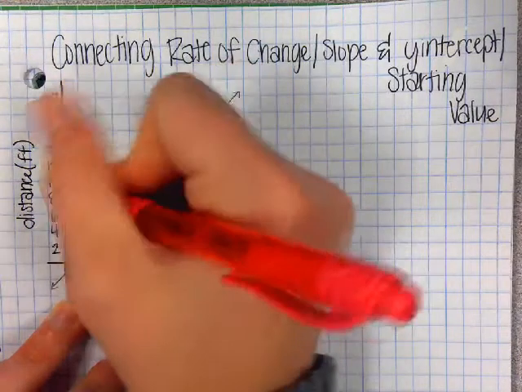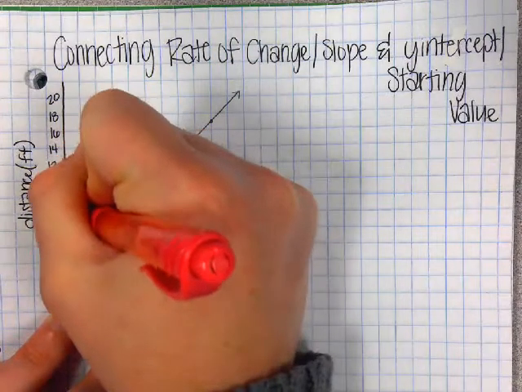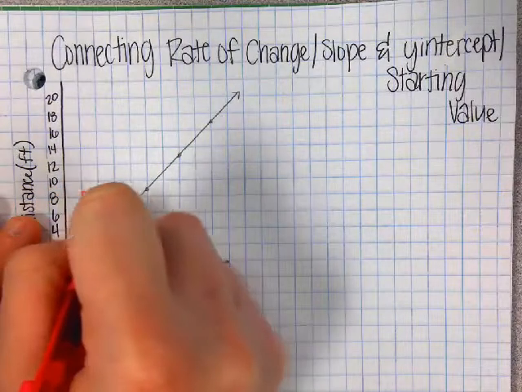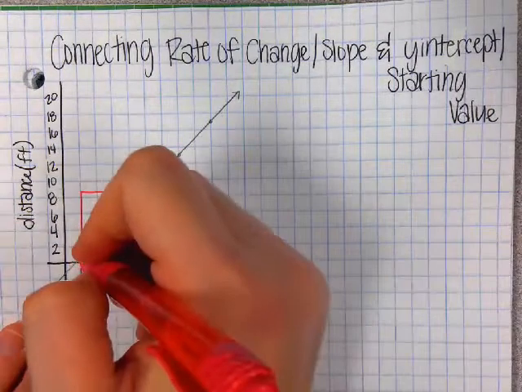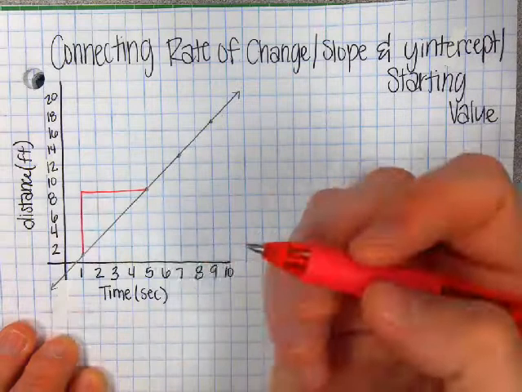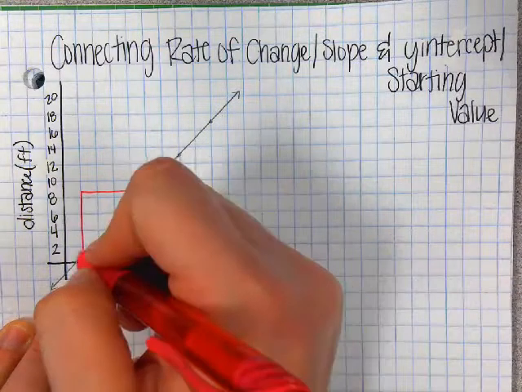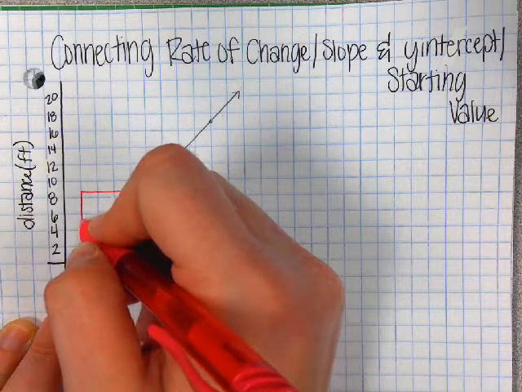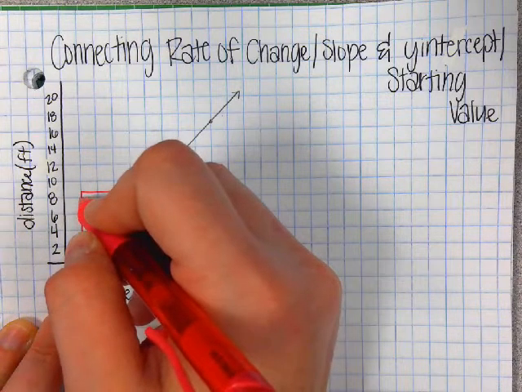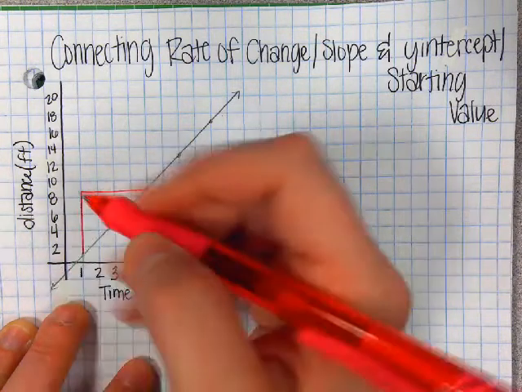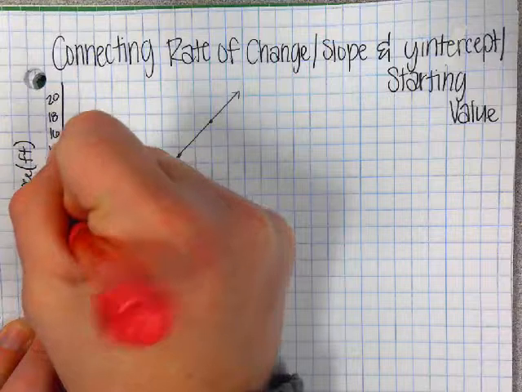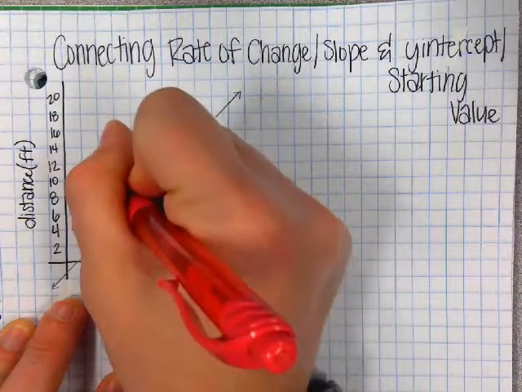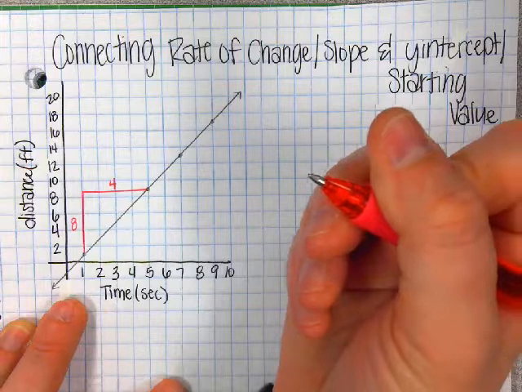So it goes from there to there. Now it's not 3 lines or 3 units or whatever. You actually have to count. So it went from 1 to 2, 2 to 3, 3 to 4, 4 to 5, 5 to 6, 6 to 7, 7 to 8, and then 8 to 9. So it actually went up 8 units. And it went over from 1 to 5, so it went over 4 units.